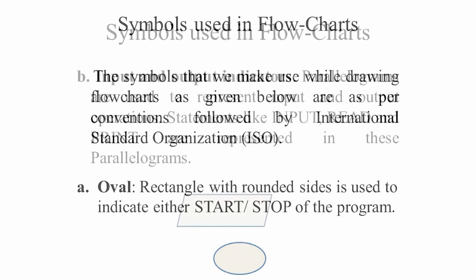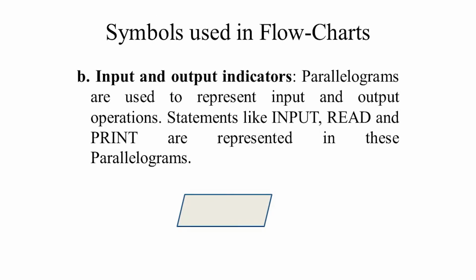The next symbol used in a flowchart is the parallelogram. This parallelogram is the input and output indicator. It represents the input and output operations. Statements like input, read and print are represented within these parallelograms.